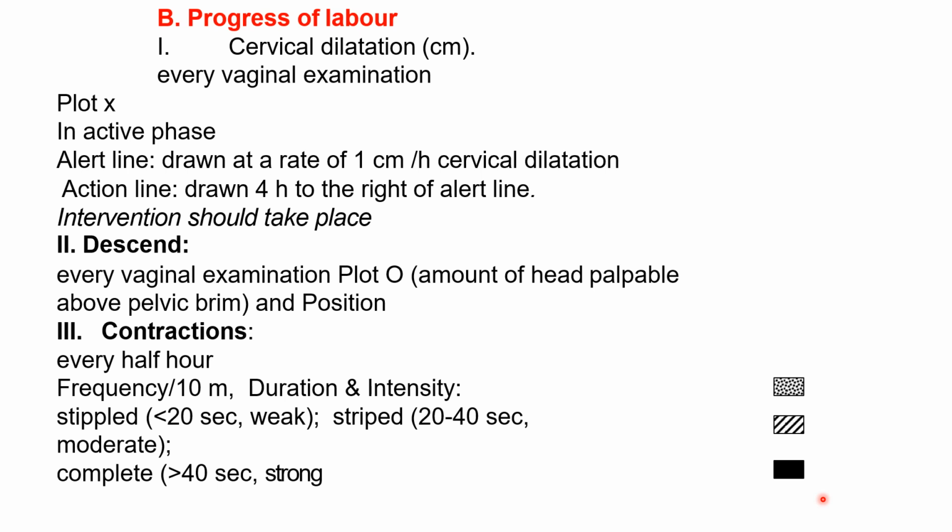Usually the mother will get 3 to 4 contractions in 10 minutes towards the end of the labor, and towards the end of the second stage of labor, she will be getting strong contractions also. She may get 2 to 3 or 3 to 4 strong contractions. So the graph will be fully dark.